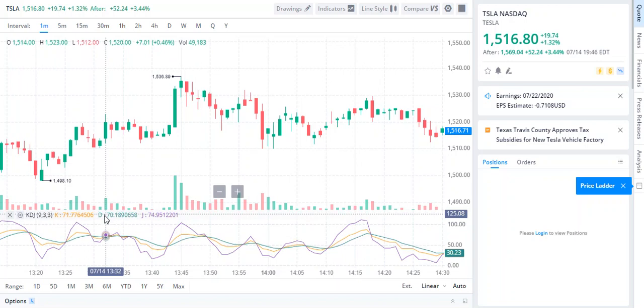Basically, the K and the D line is what you're looking for to see if the stock is overbought or oversold. So you see how you have your 100 to 0. You're looking for below 20 as oversold. So if these lines are below the 20, it's oversold. If it's above the 80, up here, it's overbought.